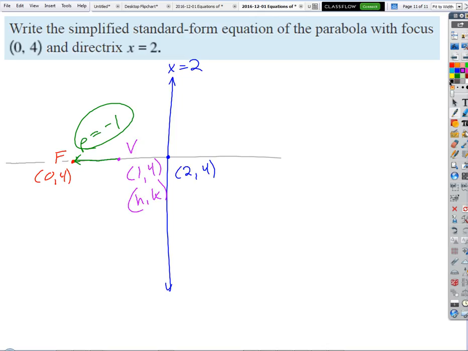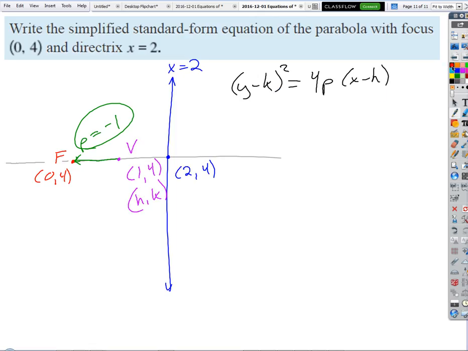So then what's this? See if you can remember. What's going to be the standard form equation of a horizontal parabola? What's it going to be? Y minus k squared. Good. Y minus k squared equals 4p times x minus h. That's the only one that's being squared.